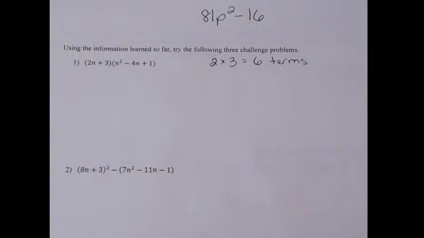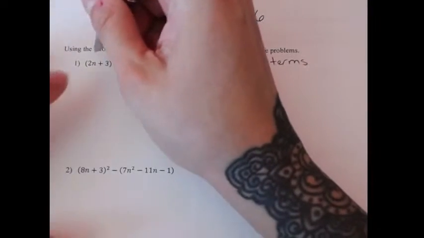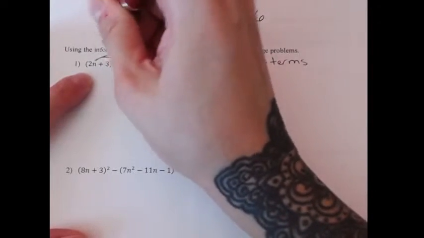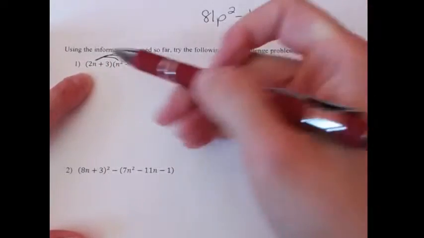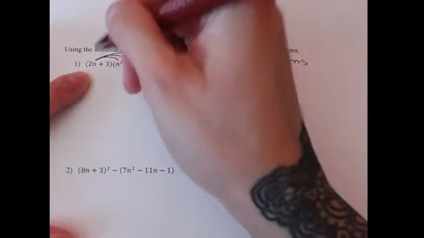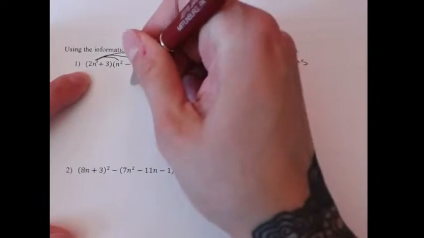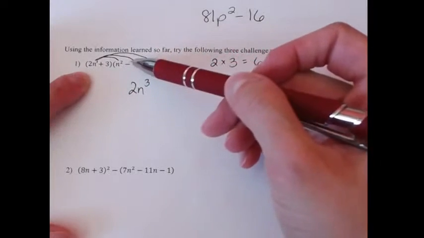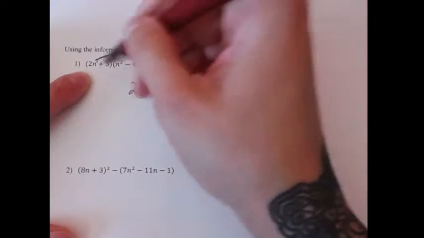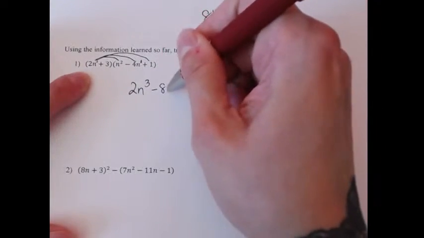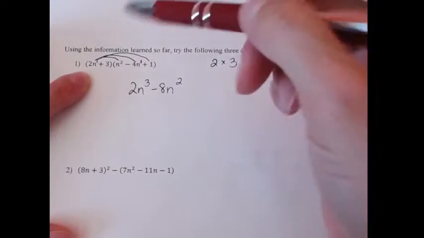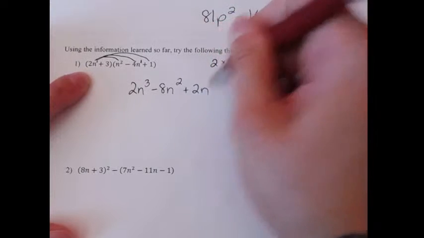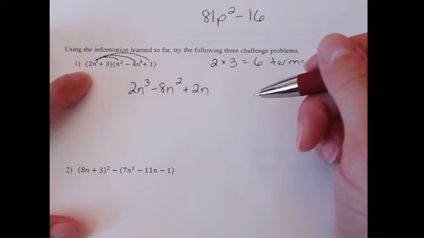All right, let's distribute and see if you are all correct. So we start by distributing the 2n to each of the terms. 2n times n squared. If it helps, again, write a 1. That becomes 2n to the third power. 2n times negative 4n becomes negative 8n to the second power. 2n times 1 is a positive 2n. Thank you, Gia. That's awesome.